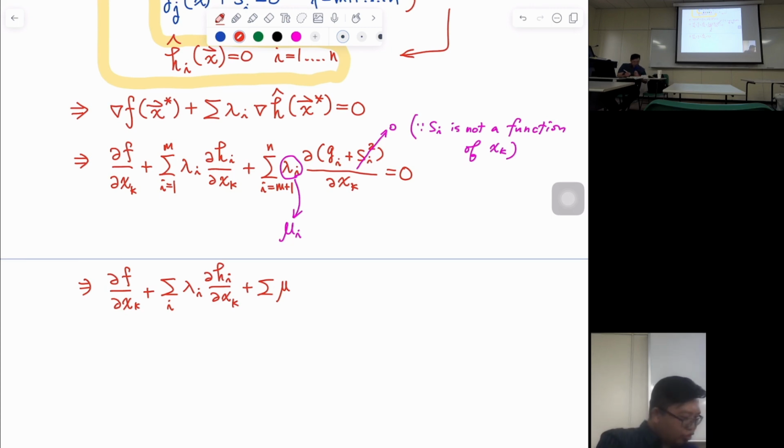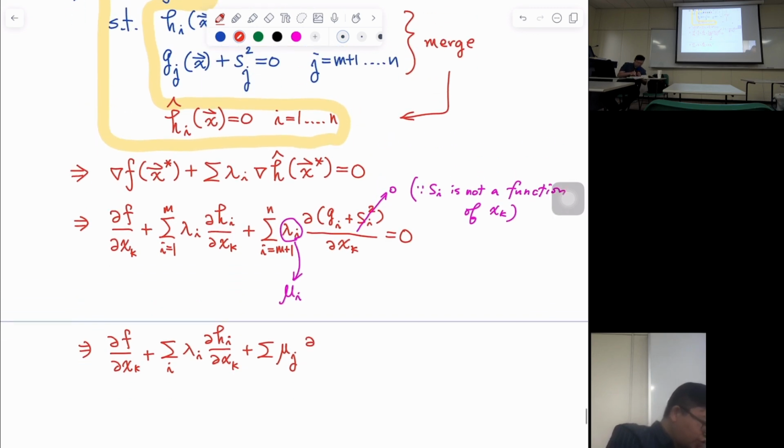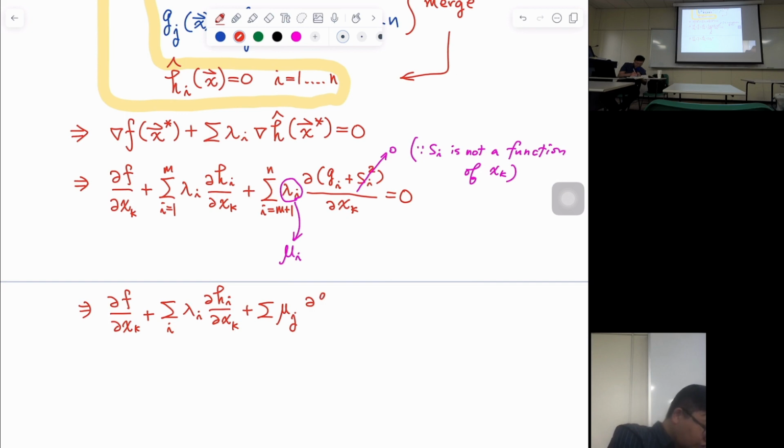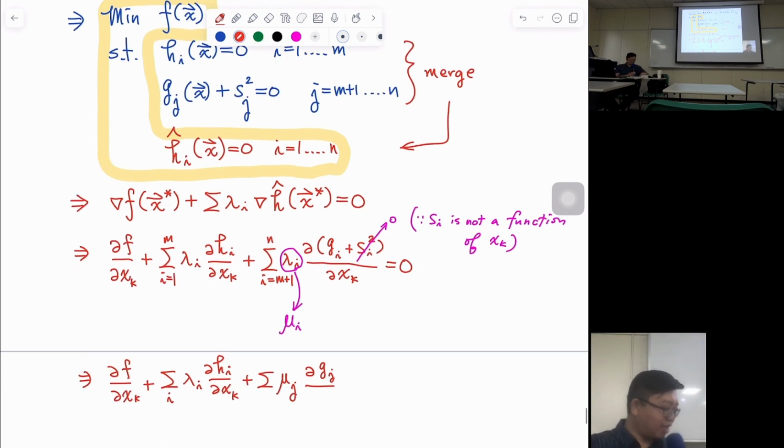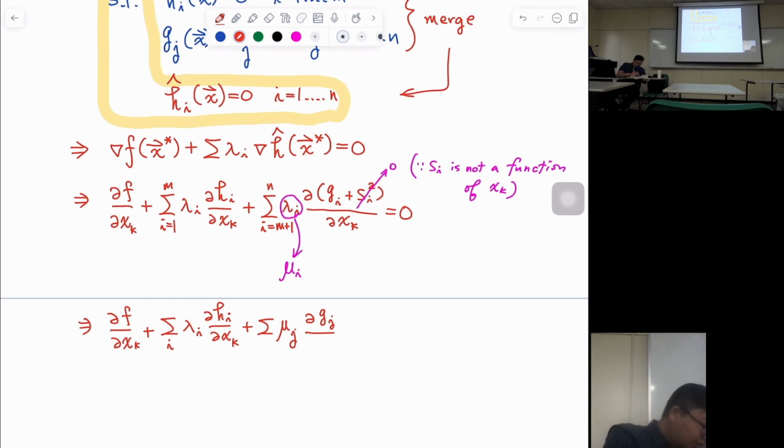Here, do I use j? Maybe it's better if I use j. Yeah. Because originally it was j. The index was j. Because i goes from 1 to n, j goes from n plus 1 to n. They may have different numbers. So it's less confusing if I use j this time.